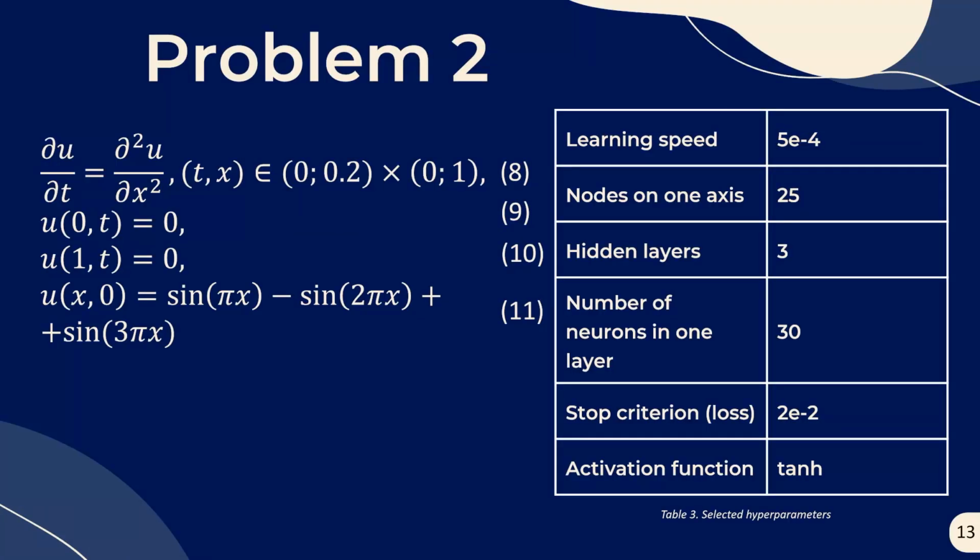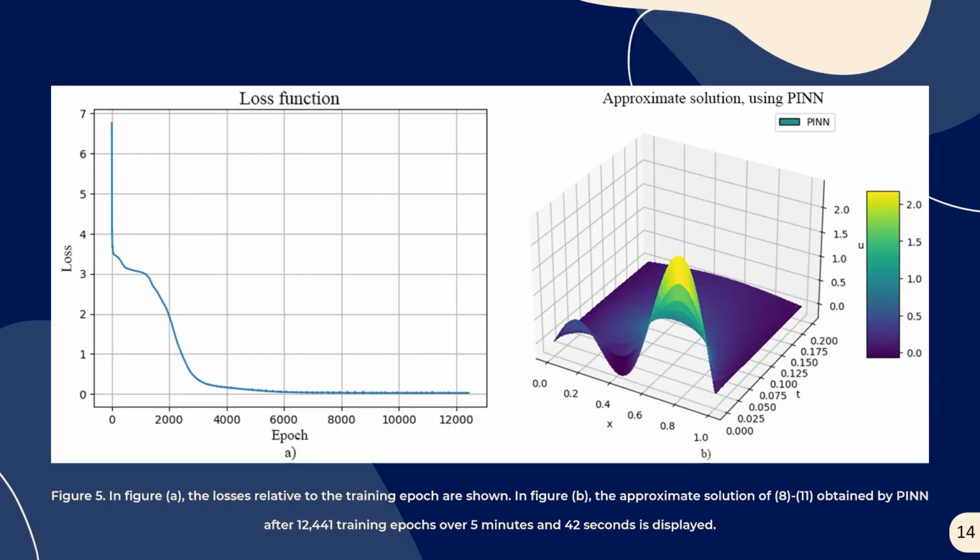The second problem is a non-stationary heat conduction problem with zero Dirichlet boundary conditions, and the initial condition is set by the 11th equation. The neural network for this problem has 3 layers with 13 neurons each, and for training 25 nodes were chosen for each axis. Here we can see the loss function for the problem and the approximate solution of it obtained after about 12,500 epochs over 5 minutes and 42 seconds.